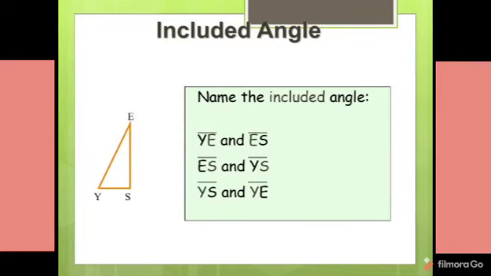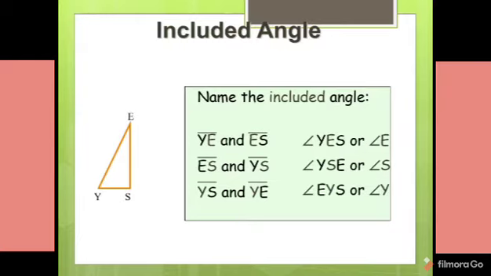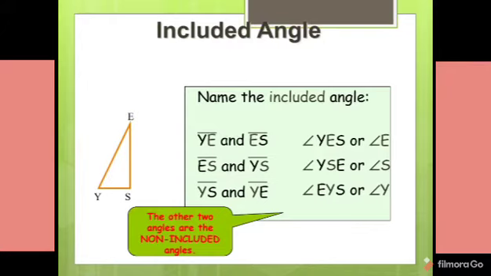So let's learn more about the included angle. Using this illustration, triangle YES, you're going to name the included angle with the given segment YE and segment ES. And the answer would be angle YES or angle E. How about segment ES and segment YS? Well, it's there already. Angle ESY or angle S. Now, how about the third one? That could be angle EYS or angle Y. The other two angles are the non-included angles. So let's take a look.